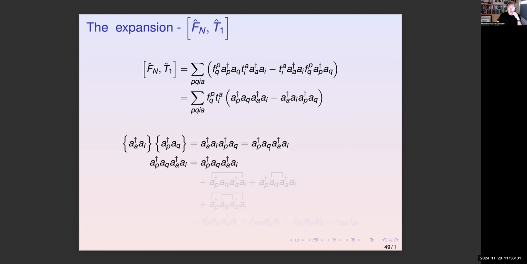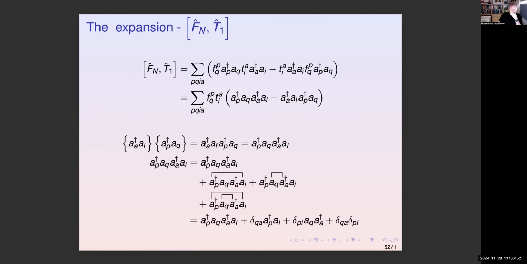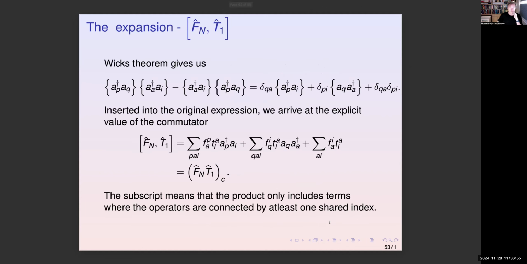And then if we set up these terms here and we run through all the possible contractions which we can make, because now we are just using Wick's theorem, so we have the normal ordered piece we are setting up, and then we have the sum over 1 contractions and then 2 contractions. What we end up with is something which looks like this. And then if we use Wick's theorem, we have this term here, and then we insert that into the original expression, and we arrive at an explicit value of this commutator, which looks like this.